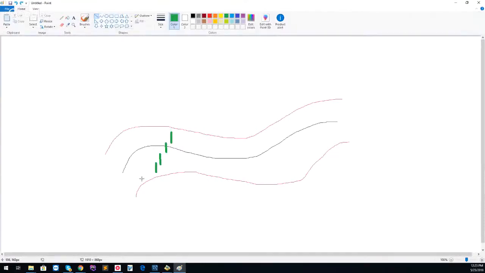And then the final one is a failure, where the candle did not close outside of the Bollinger Band, or below the Bollinger, or did not pierce the Bollinger Band. Now, if we do this the other way around, it's exactly the same thing.